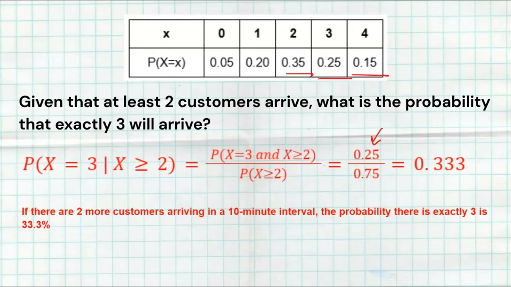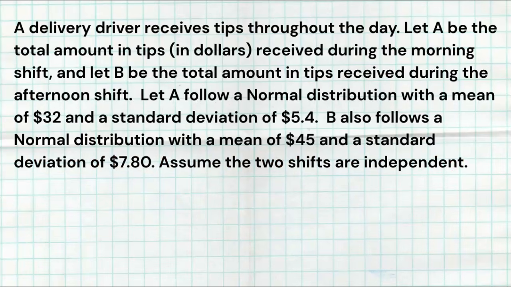All right, that's it for question 1. Hopefully it wasn't too bad, but I tried to cover a couple different questions that all deal with a discrete probability distribution. All right, let's dive into this next question. A delivery driver receives tips throughout the day. Let A be the total amount in tips in dollars received during the morning shift, and let B be the total amount of tips received during the afternoon shift.